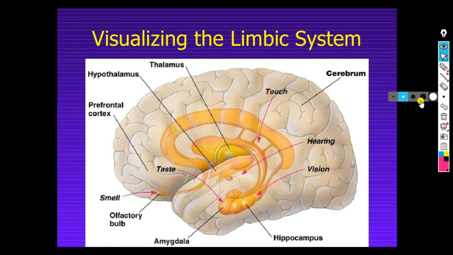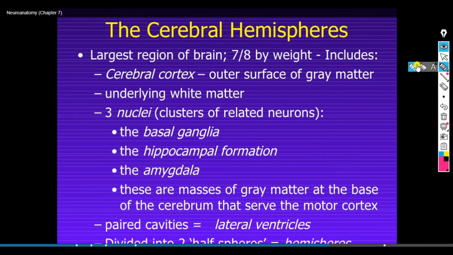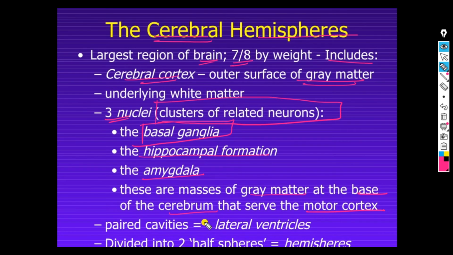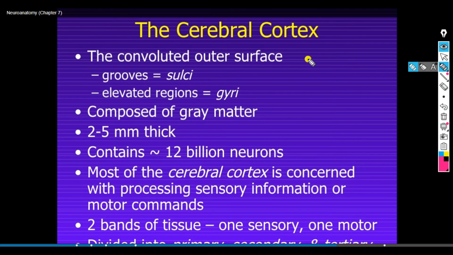So the cerebral hemisphere is the largest region of the brain, 7 to 8 percent by weight. It includes the cerebral cortex, the outer surface of gray matter, underlying white matter, and three nuclear clusters of related neurons: the basal ganglia, hippocampal formation, and the amygdala. These are masses of gray matter at the base of the cerebrum that serve the motor cortex. Paired cavities known as lateral ventricles divide it into two half spheres known as hemispheres, the right and the left hemisphere.